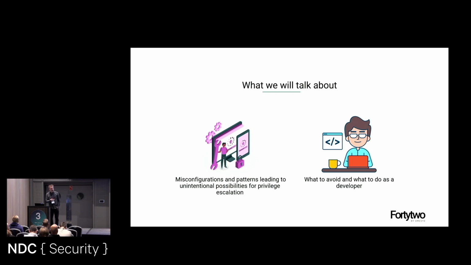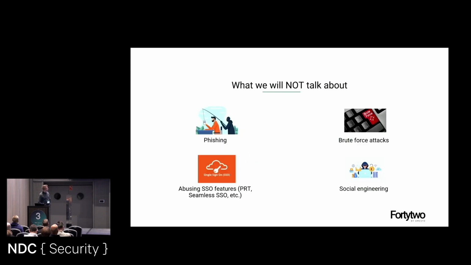So what we will talk about today is essentially misconfigurations and different patterns leading to unintentional ways that your users, or someone that takes over one of the user accounts in your tenant, may gain access to more stuff than they really should. We're also going to talk quite a lot about what to avoid as a developer, to either have configurations in your customer tenants, if you have that, or in your own tenant, that will lead to these kinds of privilege escalation issues.